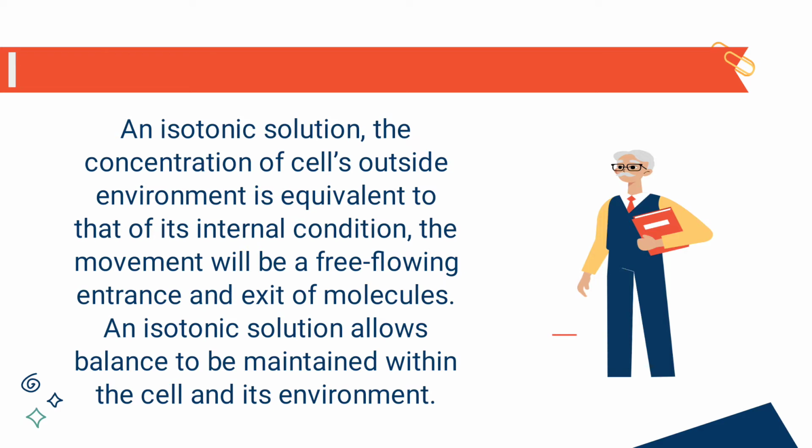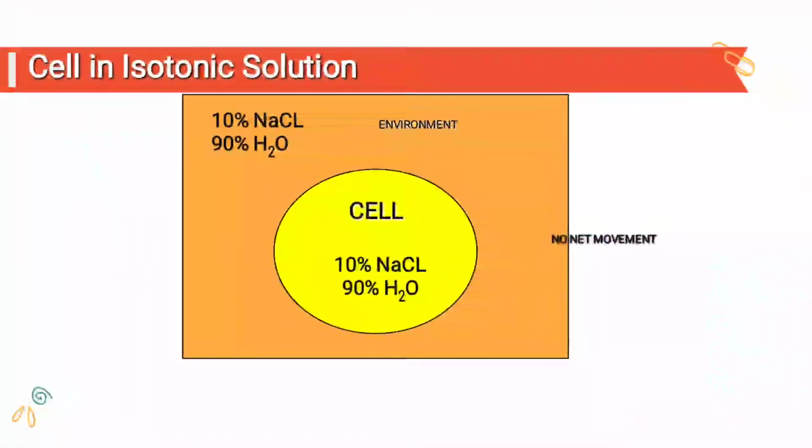In an isotonic solution, there is an equal amount of solute and solvent for both inside and outside of the cell. Now, let us take a look at this illustration. As you can see, inside the cell and its environment, there is an equal amount of sodium, which is 10% sodium chloride and 90% water.